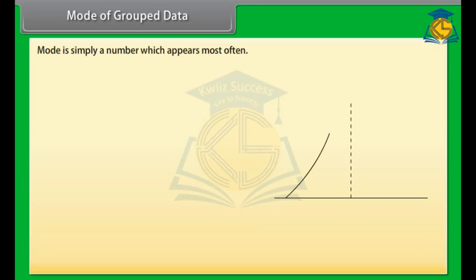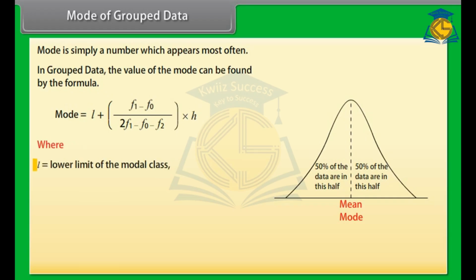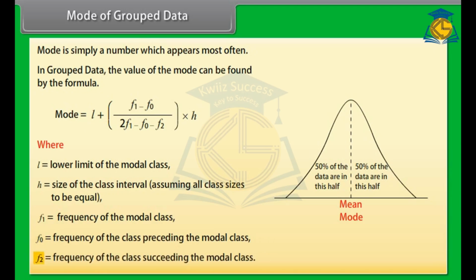Mode is simply a number which appears most often. In grouped data, the value of the mode can be found by the formula as given below. L plus F1 minus F0, that is divided by 2F1 minus F0 minus F2 multiplied by H, where L is equal to lower limit of the modal class, H is equal to size of the class interval, assuming all class sizes to be equal. F1 equals frequency of the modal class. F0 is equal to frequency of the class preceding the modal class. F2 is equal to frequency of the class succeeding the modal class.